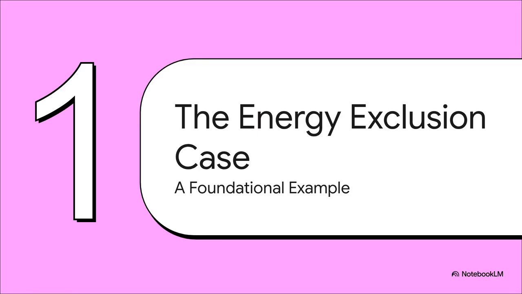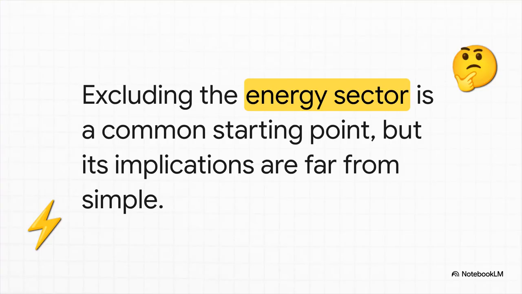Okay, so to get us started, let's look at the most common, the most classic example of ESG screening out there, the energy exclusion case. It's a perfect baseline before we get into the more complex stuff. This is pretty much square one for a lot of ESG-focused portfolios, right? Just exclude companies involved in fossil fuels. Seems simple, it's a clear, values-based decision, and it's become a real hallmark of sustainable investing. But, and this is a big but, the financial and strategic ripples from this one move are anything but simple.